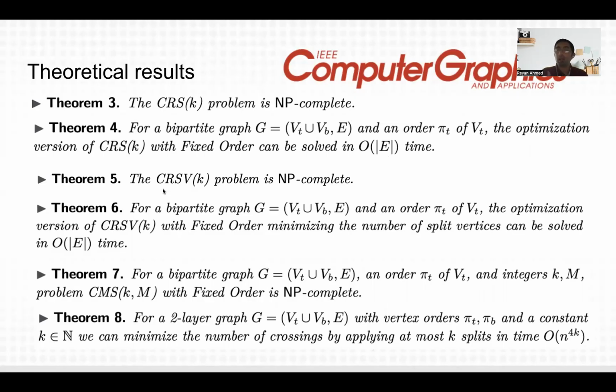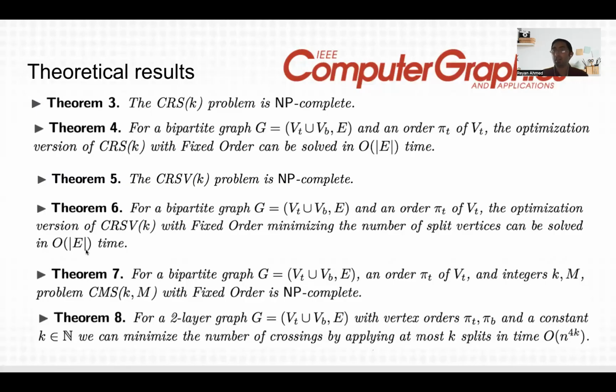Similarly, we study the CRSPK problem, crossing removal with split vertices. Here, split vertices means that we don't care how many times a particular vertex got split. We care whether a particular vertex got split at least once or not. So the CRSPK problem is NP-complete, we show that. And similar to before, we also show that if we fix the top layer, then the problem is polynomially solvable.